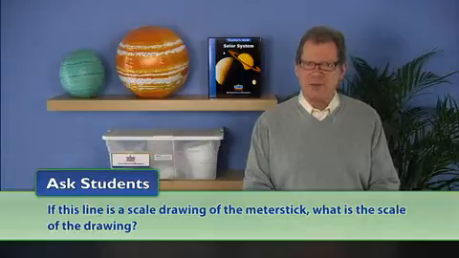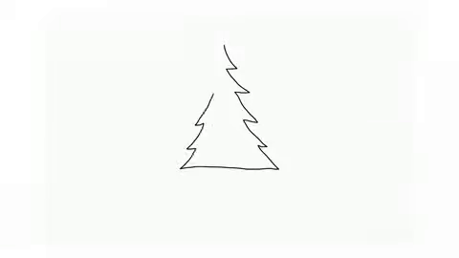Then use a team's meter stick and draw a 1 centimeter line. Then ask students, if this line is a scale drawing of the meter stick, what is the scale of the drawing? Guide students to conclude that since 1 centimeter represents 100 centimeters in the actual object, the scale is 1 to 100. Next, draw a tree that is about 60 centimeters tall, and underneath the tree, write the ratio 1 to 30.